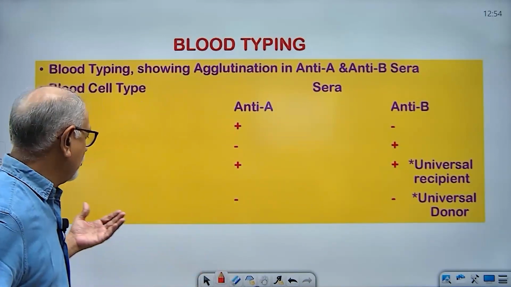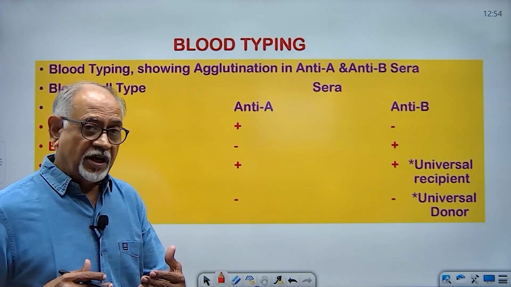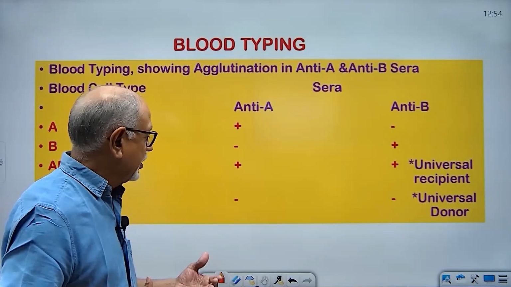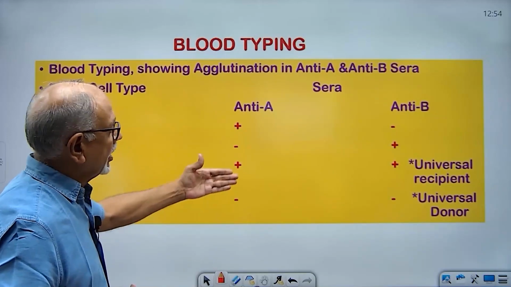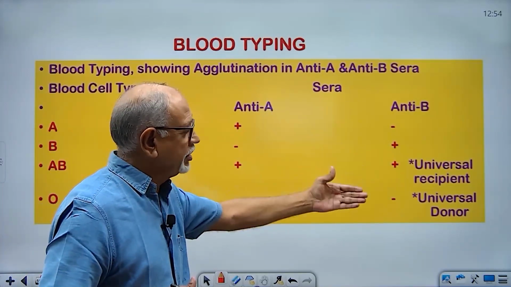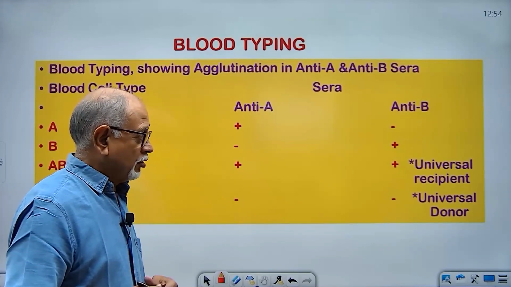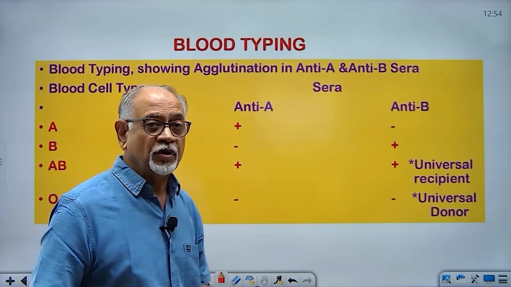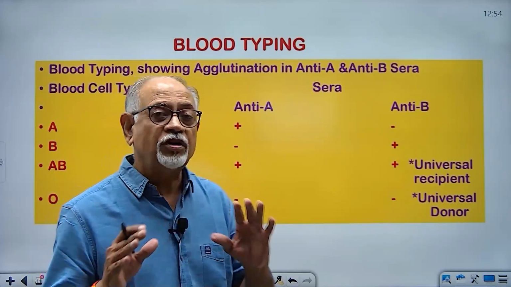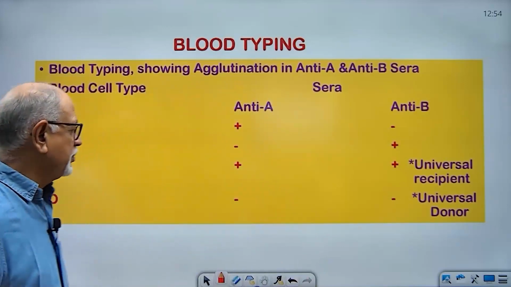In case of O, since it does not have antigen for A and B, the reaction is negative in both antisera A and antisera B. These are popularly called universal donors because they do not have any antigen, either A or B.